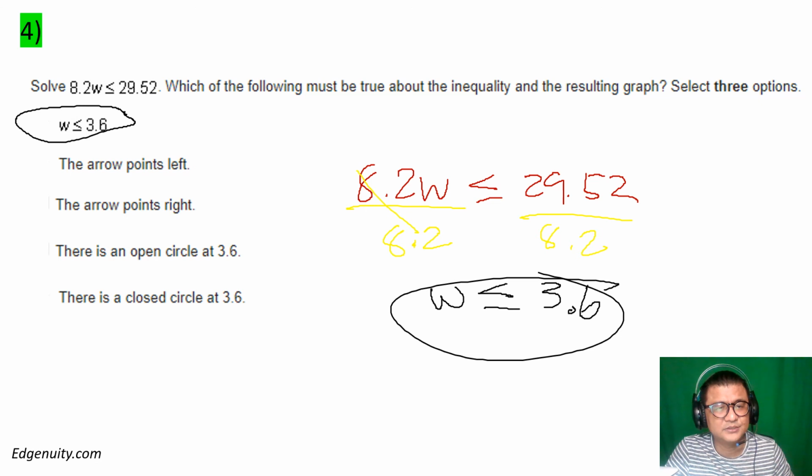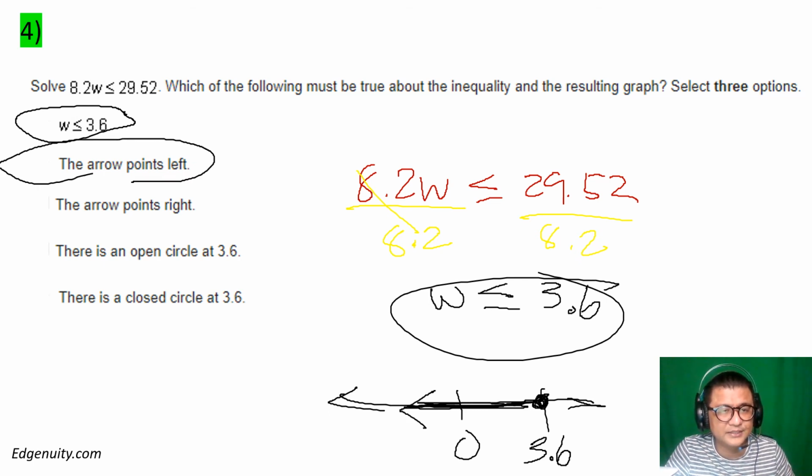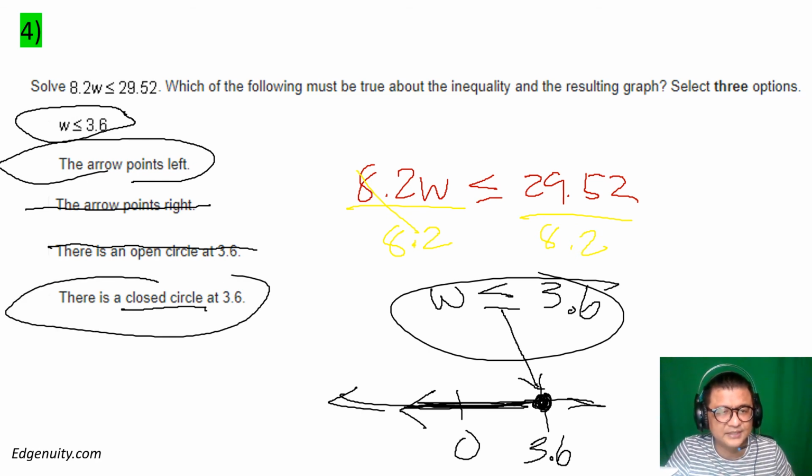Does this make sense? Check. The arrow points to the left. So if you graph that, 0, 3.6 is positive, 3.6 here. It has the equal sign, so it's shaded. Less than means lesser. It goes to the left. Okay? So let's see. The arrow points to the left. Correct? That makes sense. The arrow points to the right, not you. There is an open circle. Is it open? No, we closed it because of that. So there is a closed circle at 3.6. Yes, we did that. All right.